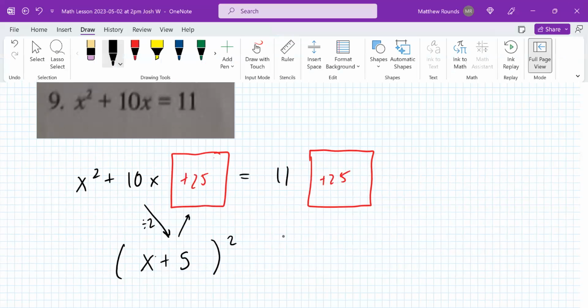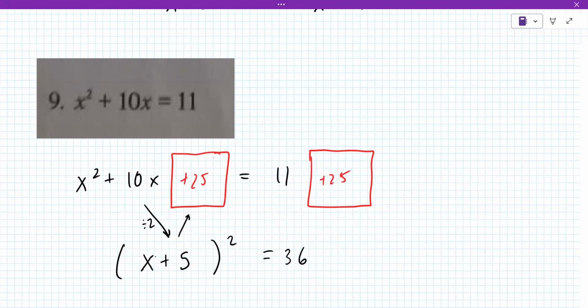I like that you were like, hey, I'm going to keep going here. Why not? See if you can solve it. 36. Then take the square root. x plus 5 equals the square root of 36, which is 6. So we got 6.